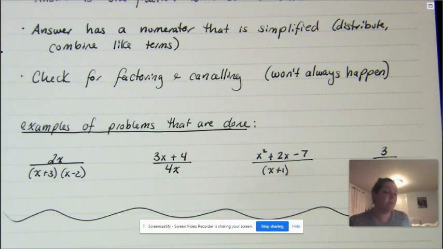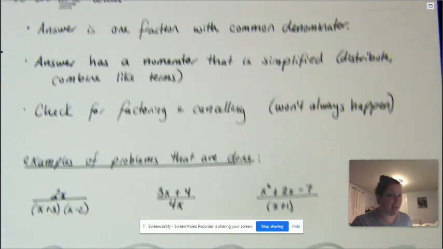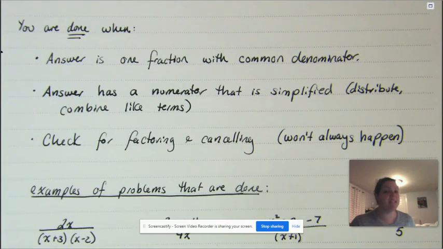So we can check for factoring, and we can check to see if we can cancel some things. It won't always happen. You're not going to have to do that for every single one of these adding and subtracting problems. So those are some of the things that you're going to look for to make sure that you're actually done. You're trying to add two fractions or subtract two fractions together. These are the checklist things that you want to look for.